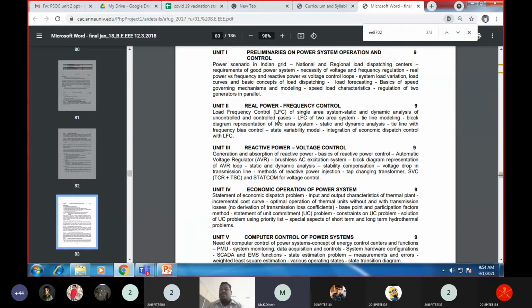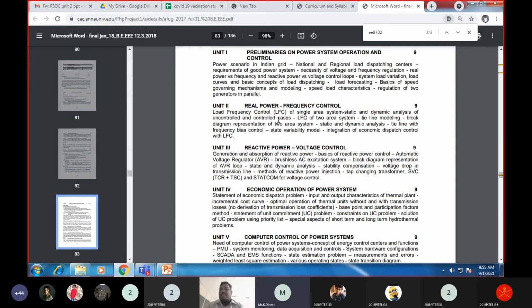We are going to discuss in terms of real power frequency control. This is the main motive of this unit. Especially here we are able to control the real power. I'm not considering the reactive power. Reactive power is for your next unit. So here, we are focusing only on real power.